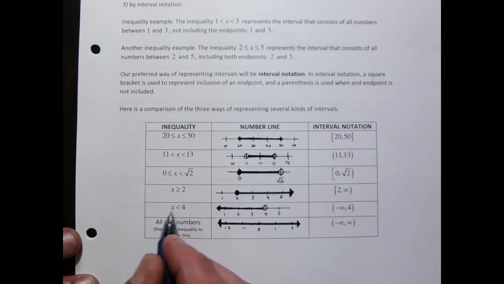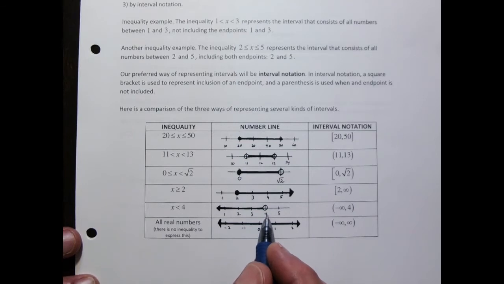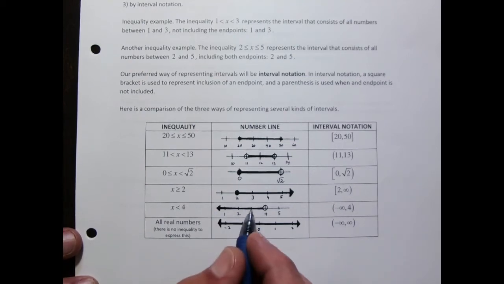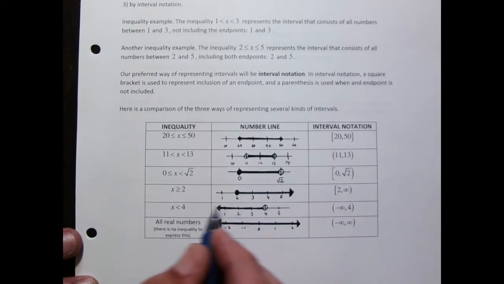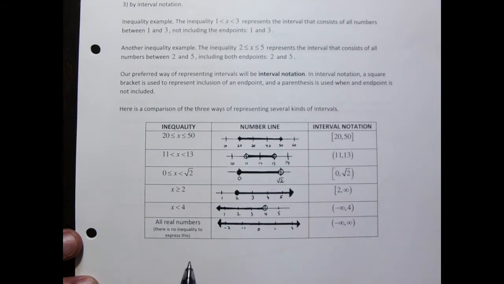If x is less than 4, if we want to represent all numbers less than 4 on a real number line, we would have an arrow going off to the left with an open circle at 4. In interval notation, we use the minus infinity symbol to represent an interval extending on and on and on to the left in the negative direction. Parenthesis, negative infinity, comma, 4, parenthesis.